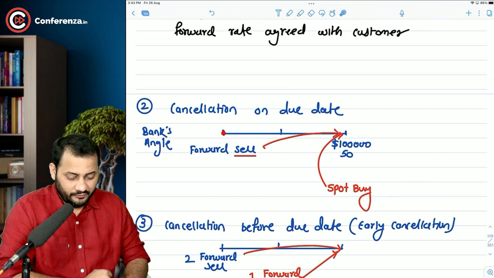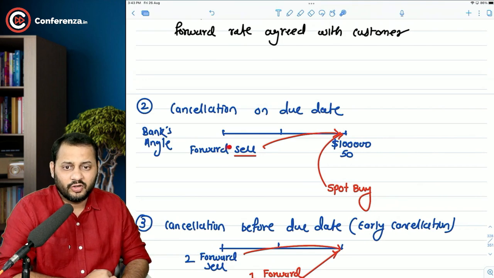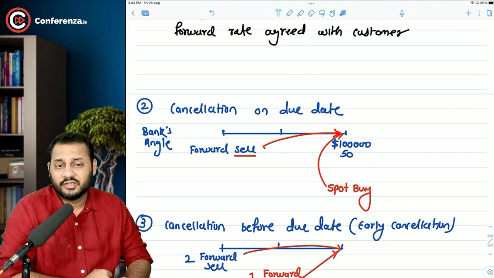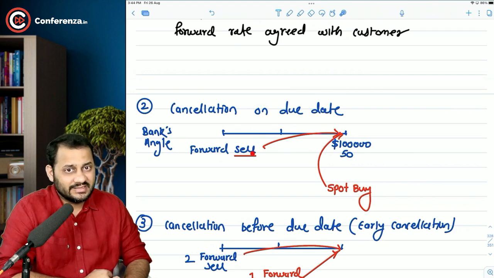If you enter into a forward sale contract, from the bank's angle, that means you have to sell foreign currency of $1 lakh on this date. Now what happens is that on the due date, at the time of selling the dollars, the customer comes to you and asks for cancellation of this contract. So first of all, you had a sell position, you will take the opposite position in the same foreign currency. You had a sell position, you will take a buy position.